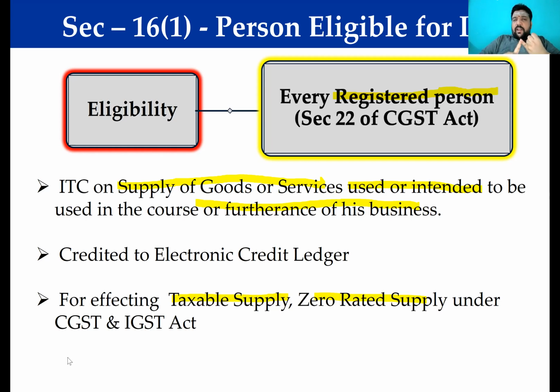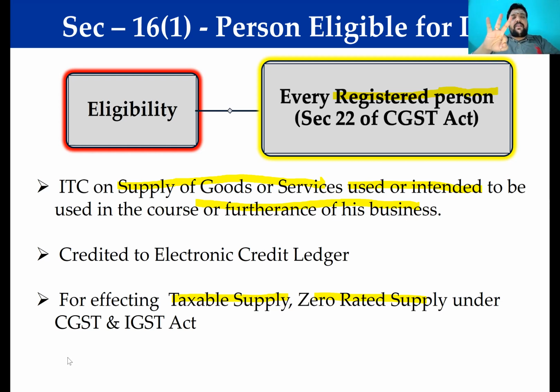Manufacturer is eligible to claim credit. Service provider is eligible to claim credit. Trader is eligible to claim credit. Only these 3 can take credit. He can be in the business of manufacture of goods. He can be in the business of trading in goods. He can be in the business of service industry. Only these 3 can take credit. A person who is doing these 3 types of business alone is eligible to take credit.